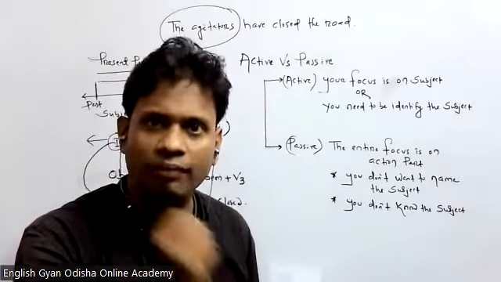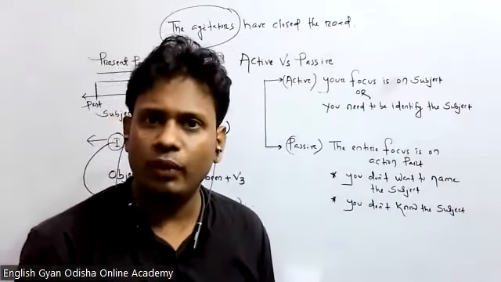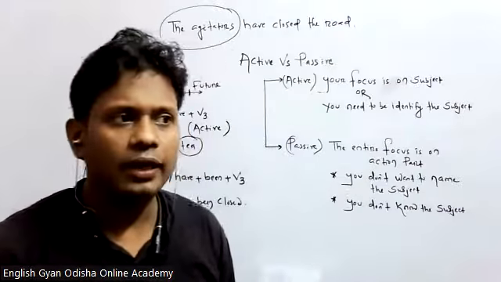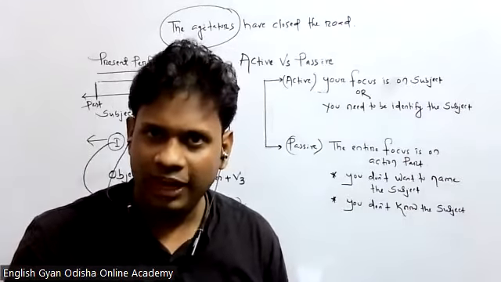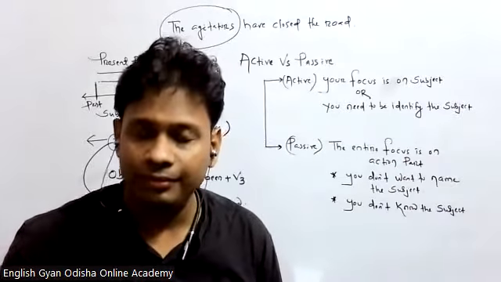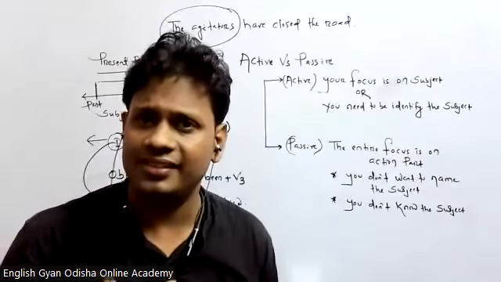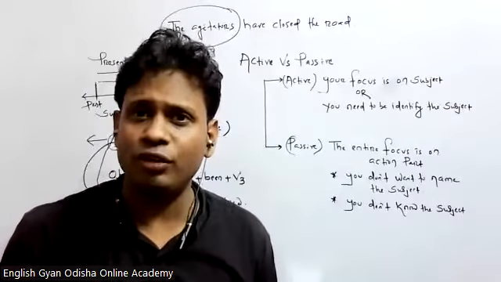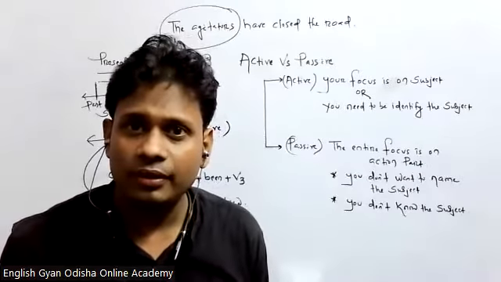You have the audacity, or you really want to highlight your personal achievement. Suppose you say, I won 5 prizes in my school days. Will you say that 5 prizes were won by me? Why? What is the need of that? You want to highlight your success. You are very proud of your own success stories. So what is the need of making it passive?